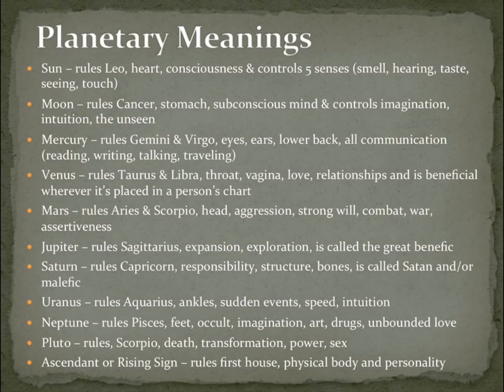Some astrologers call Uranus the higher octave of Mercury. This means that if Mercury governs basic communications, then Uranus governs higher communications like intuition. Also, if Venus governs love on a practical level, then Neptune, its higher octave, governs unbounded love on a higher level. If Mars governs basic aggression in people, then Pluto, its higher octave, governs power.